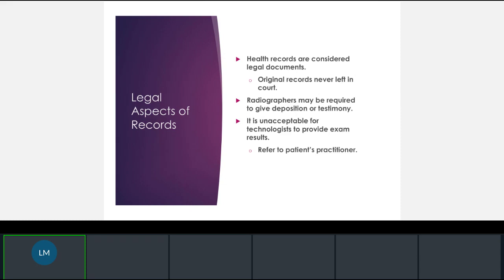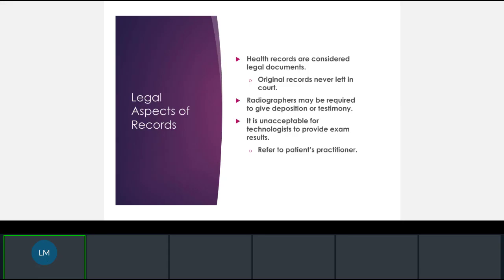And it is unacceptable for a technologist to provide any examination results. It is outside our scope of practice. Even if it is quite obviously broken, coming through the skin, 2 separate pieces, and the patient can see the image, you are not allowed in any way, shape, or form to disclose anything about that.